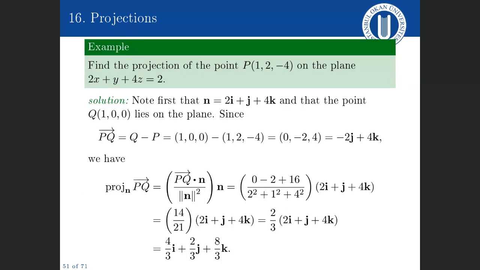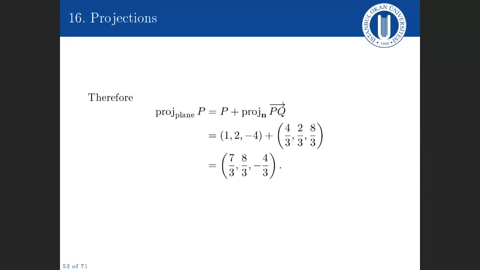For example, find the projection of point 1, 2, minus 4 onto the plane 2x plus y plus 4z is equal to 2. Two things. First, we need the projection of PQ onto n. You can check the details for me here. I'm being deliberately quick. And then using our new formula, the one we want, the projection of P onto the plane is equal to P plus the projection of PQ onto n. And that's just adding two vectors together to get the answer.